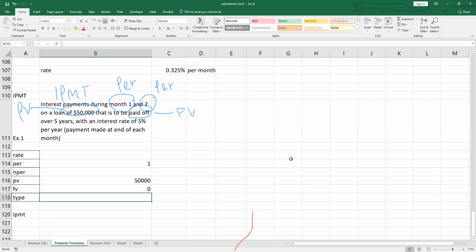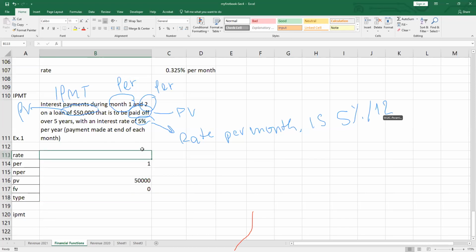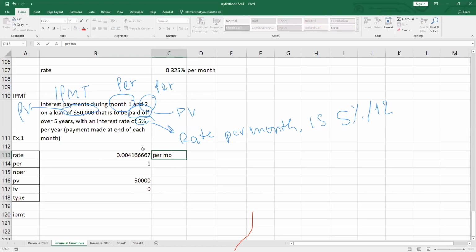Okay, interest rate is 5% per year. In this one you can see that we want to find interest payment during month one and month two, that means it must be monthly units. Then the interest rate from 5% per year, you have to change to be rate per month: 5% divided by 12 in this case, so it is 5% / 12 rate per month.